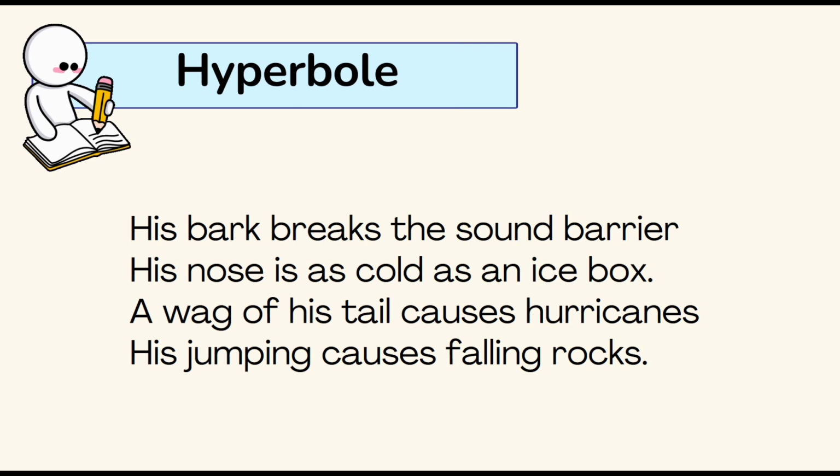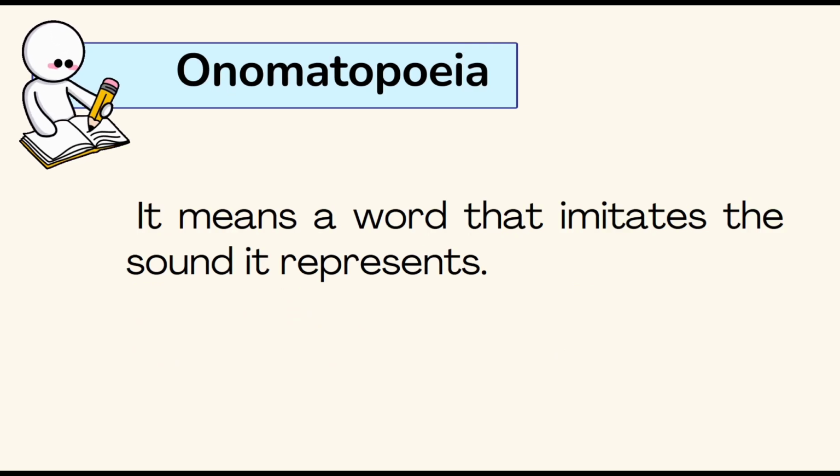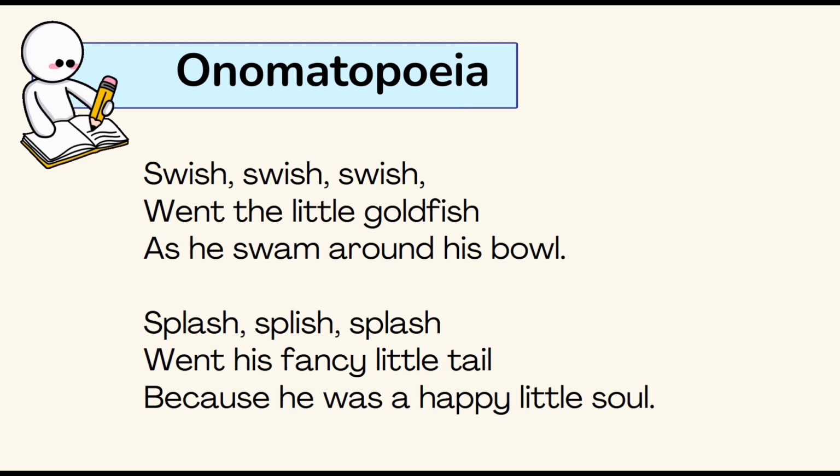And the last literary device is onomatopoeia. It means a word that imitates the sound it represents. Example, swish, swish, swish went the little goldfish as he swam around his bowl. Splash, splish, splash went his fancy little tail because he was a happy little soul.